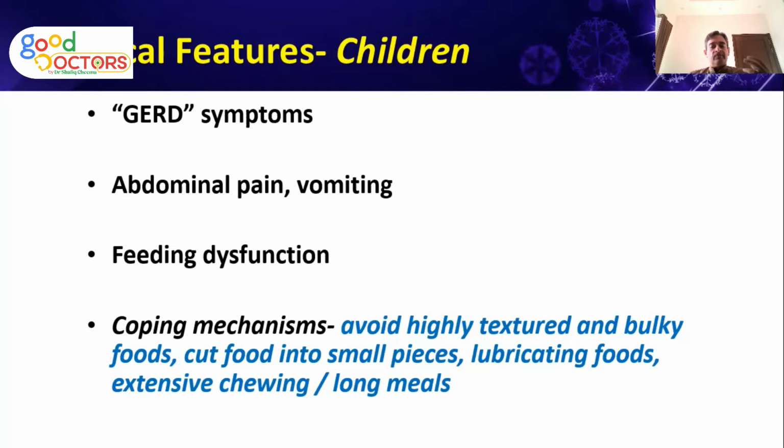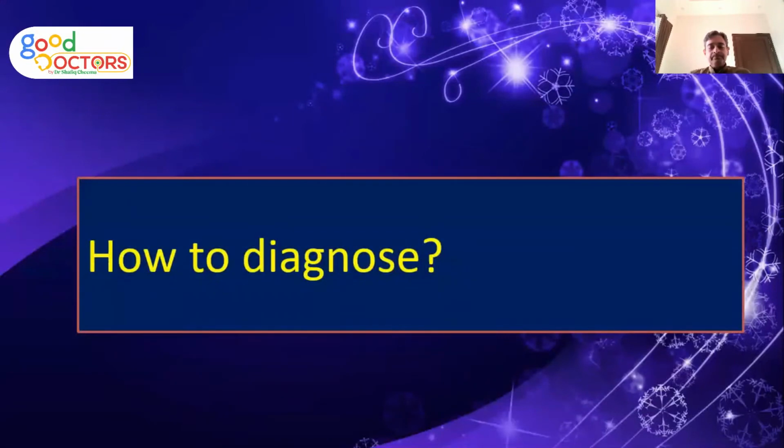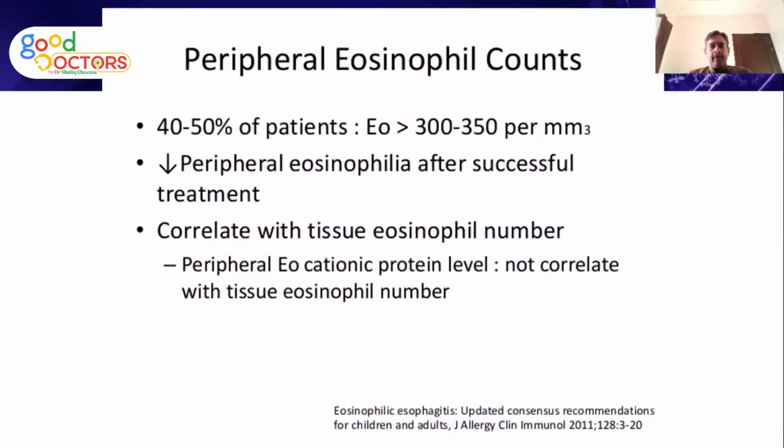They lubricate their food well, and they have a habit of extensive chewing and continue taking their meal for many 15, 20, 30 minutes, just because they develop the coping mechanism and they know how to pass that food through the esophagus. But that also contributes to the delay in diagnosis, because they're not going to come for clinical checkup and examination and whatnot. So let's see, how should we diagnose these patients?